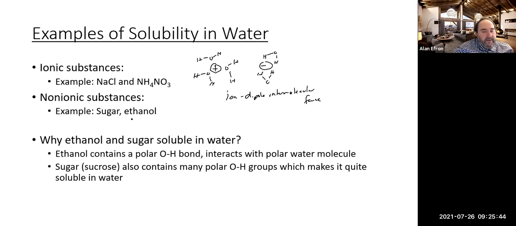But as we just saw there in that example, ethanol, which is non-ionic, a covalent molecule, and even sugar can be soluble in water. And that brings up a good point. Why are those guys soluble in water?